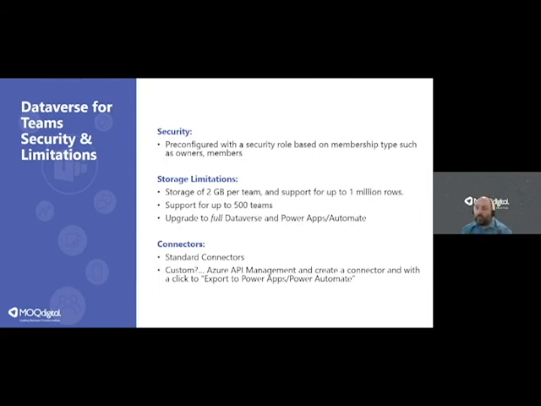We have some storage limitations. There's a storage limit of 2 gigs per team, which on a data or text field means we can have probably up to 1 million rows of data. So this is really a lot of data. We also have the ability to have up to 500 teams with Dataverse for Teams enabled, which is a huge amount where you can build these applications. At any time when you reach the limitation of the 2 gigs, like I said, you can upgrade to full Dataverse and also potentially to a full PowerApps or Power Automate solution.